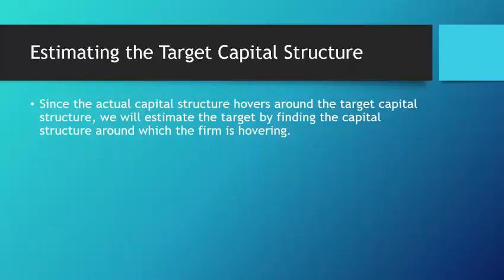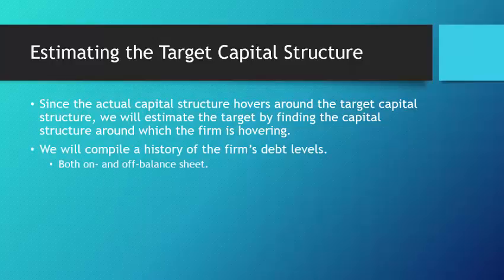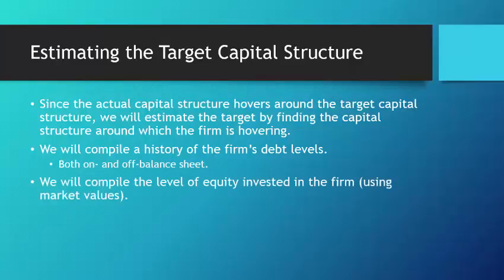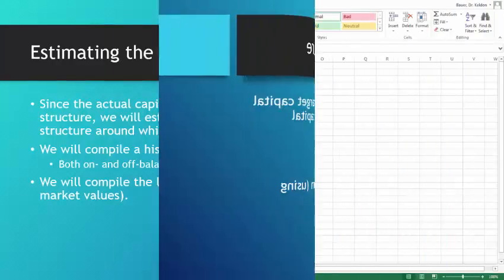That's always helpful. So we'll compile a history of the firm's debt levels, both on and off balance sheet. We'll compile the level of equity invested in the firm using market values. And then over time, we're going to say, what does it seem like this is hovering around? Easiest way of doing that is looking at an average. With that introduction, let's actually go out and do some of this.